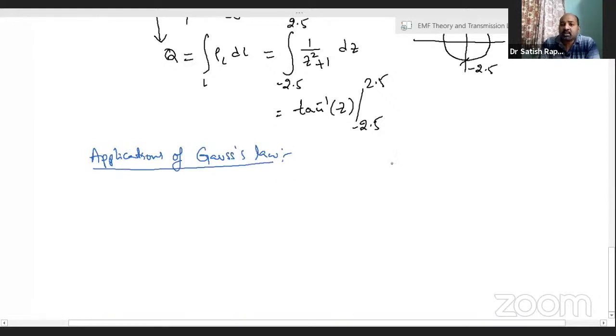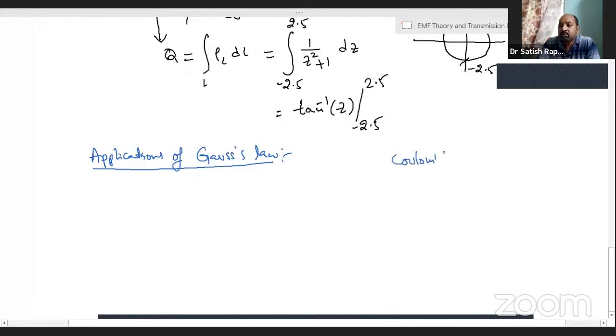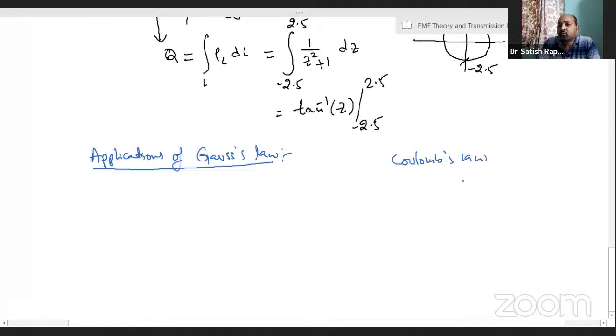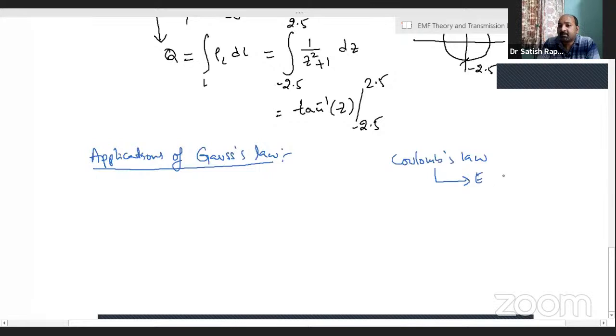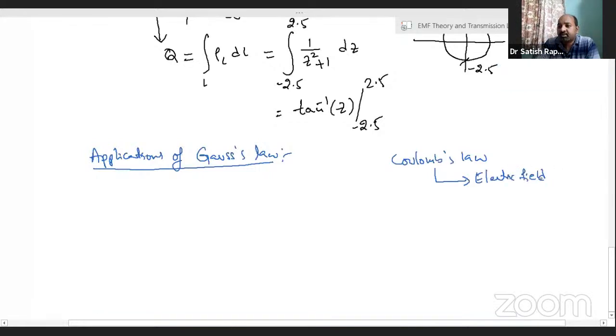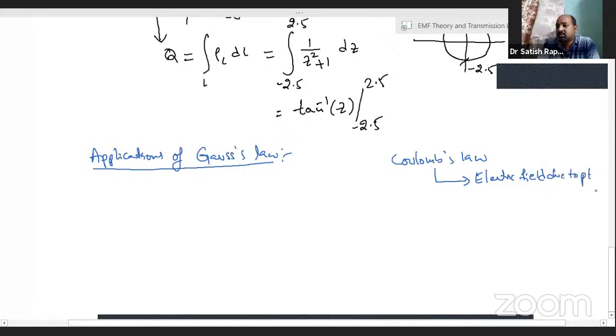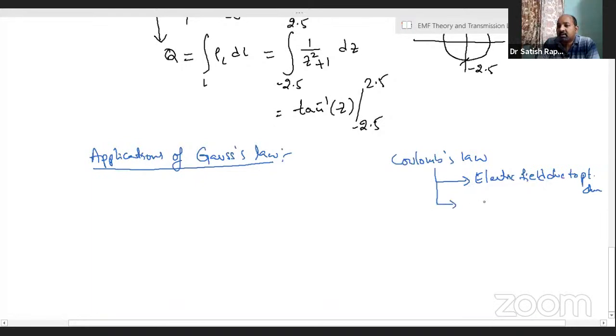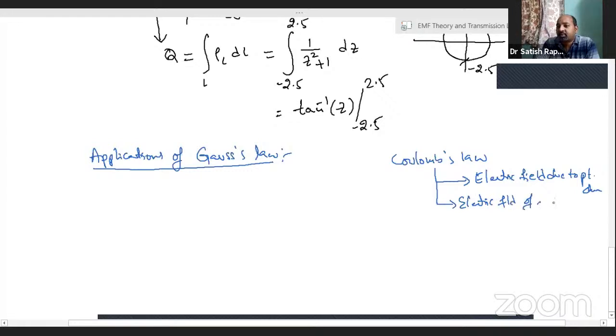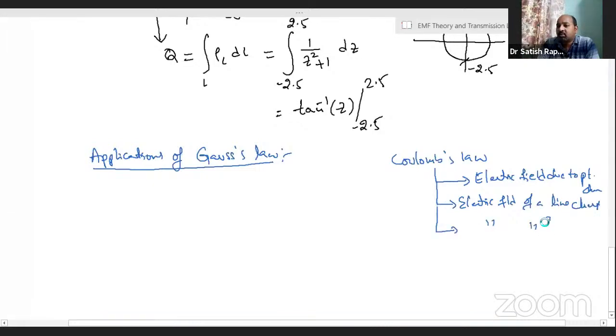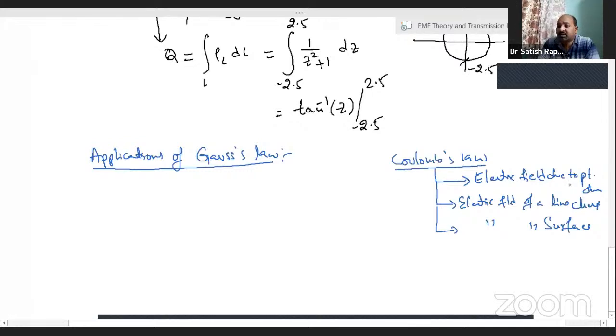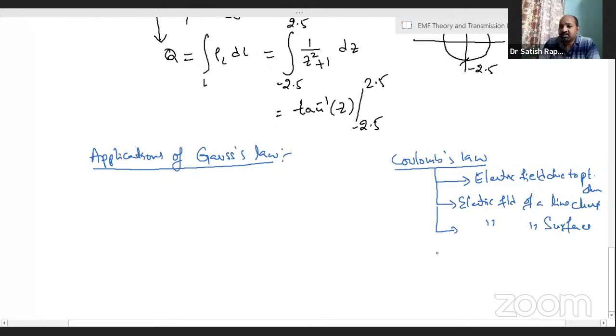Right? So earlier I have defined Coulomb's law, and from Coulomb's law, I have determined the electric field due to a point charge, electric field of a line charge, and electric field of a surface charge.